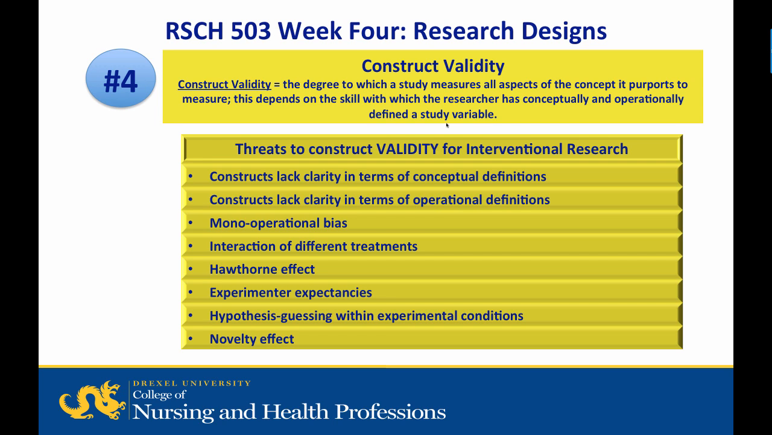3. Mono-operational bias, that is, measuring the dependent variable only in one way, especially when it is a complex variable. 4. Interaction of different treatments, occurring when two or more independent variables are being tested. 5. The Hawthorne effect, discussed previously. 6. Experimenter expectancies. 7. Hypothesis guessing within experimental conditions. And 8. The novelty effect, that is, better performance at the beginning of data collection because subjects are excited to be participating.